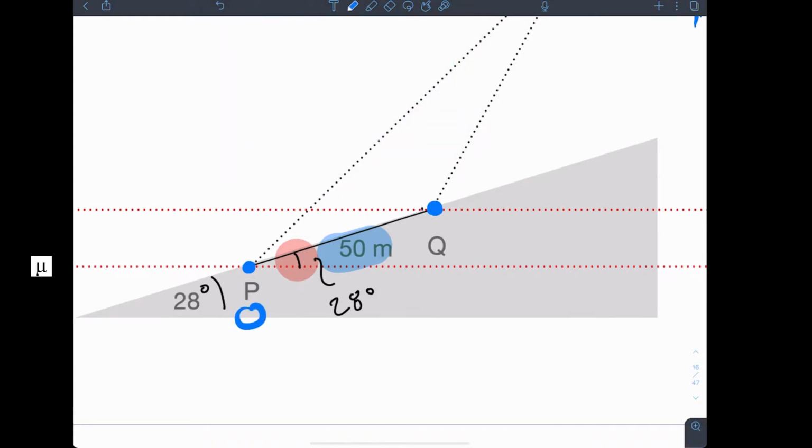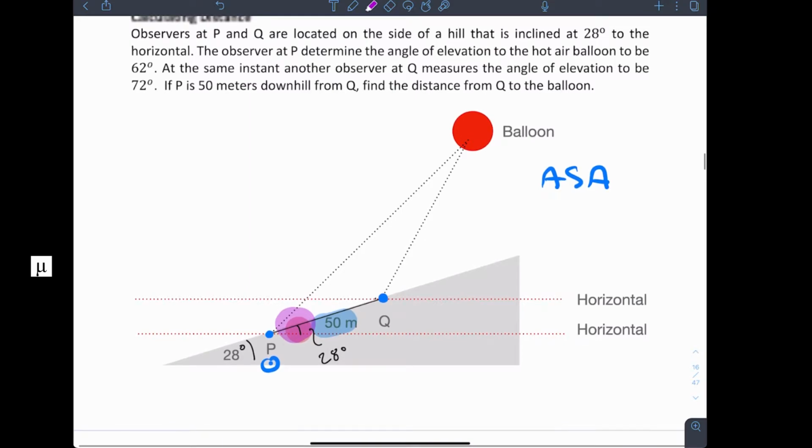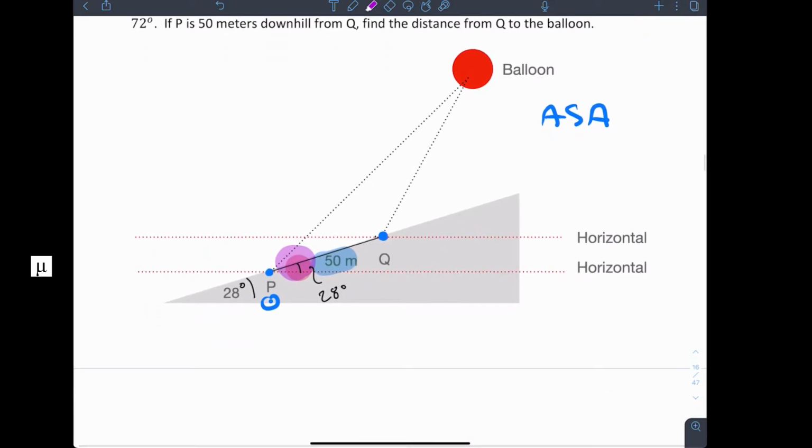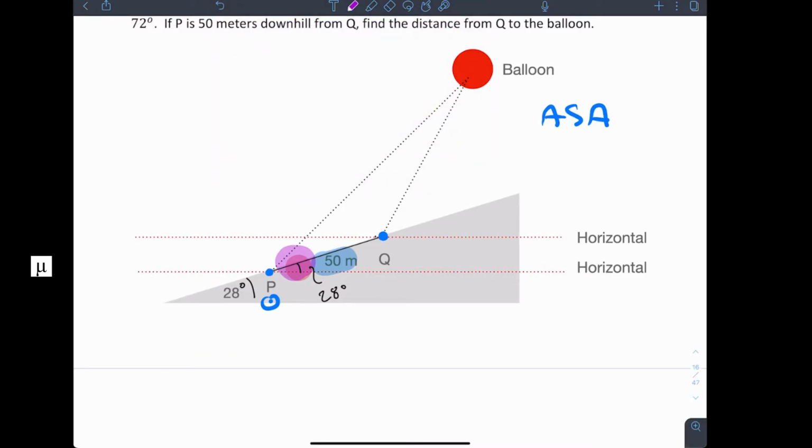This is your eyeball. So this is going to measure what? 62 degrees. Right? Because you need a horizontal. Okay, now I'm saying this whole thing measures what? 62 degrees. Okay, because that's how you measure an angle of elevation, right? The horizontal to that line of sight to the object.